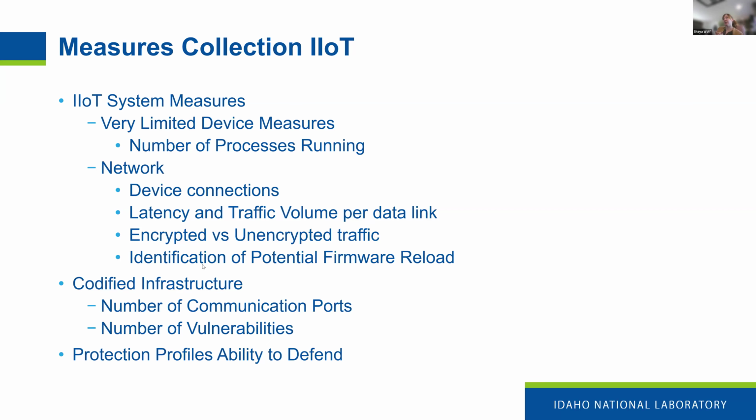As far as our codified infrastructure goes, we look at things like the number of communication ports, the number of vulnerabilities, protection profiles, where is your ability to defend from these sorts of things? A lot of people like to say, oh, I did this vulnerability analysis. I found 87 vulnerabilities. You're doomed. But a lot of those vulnerabilities, especially in firmware, may not be reachable, or they may be very, very hard to exploit. So we're looking more into the finer details of a lot of those vulnerabilities to really understand from a protection standpoint, where is your ability to defend?